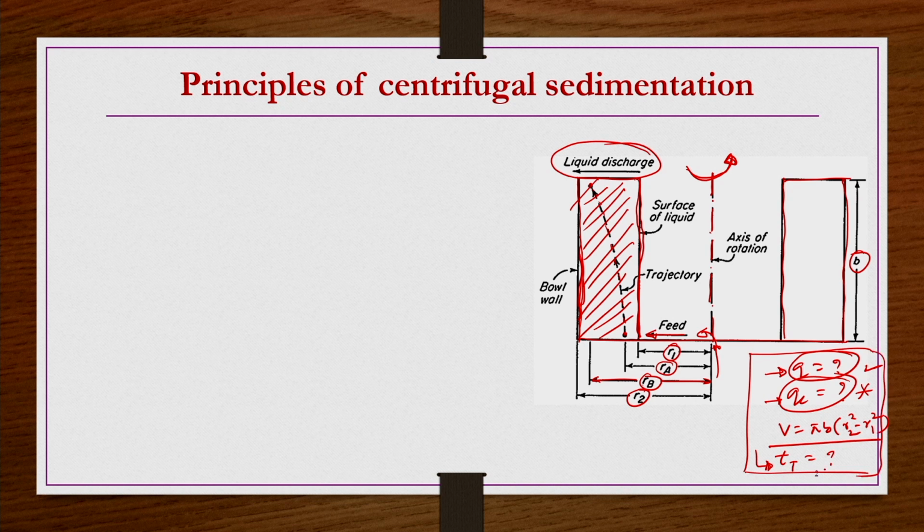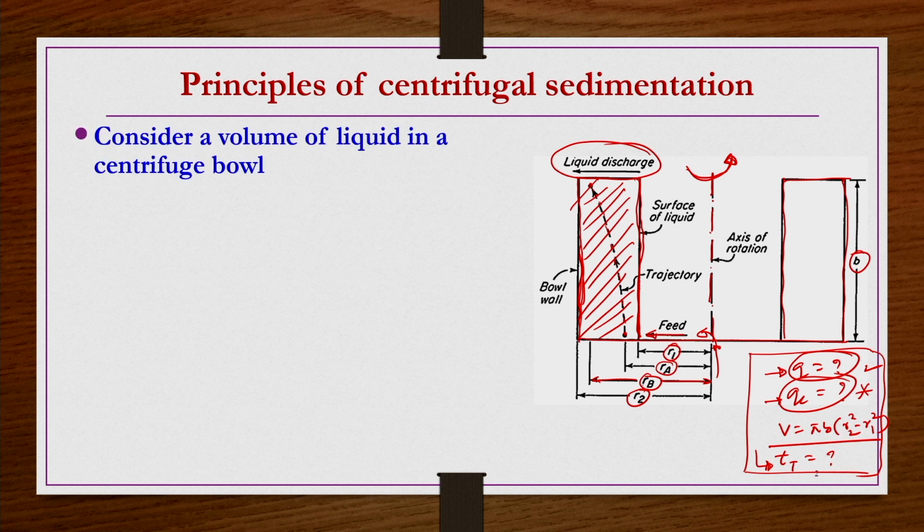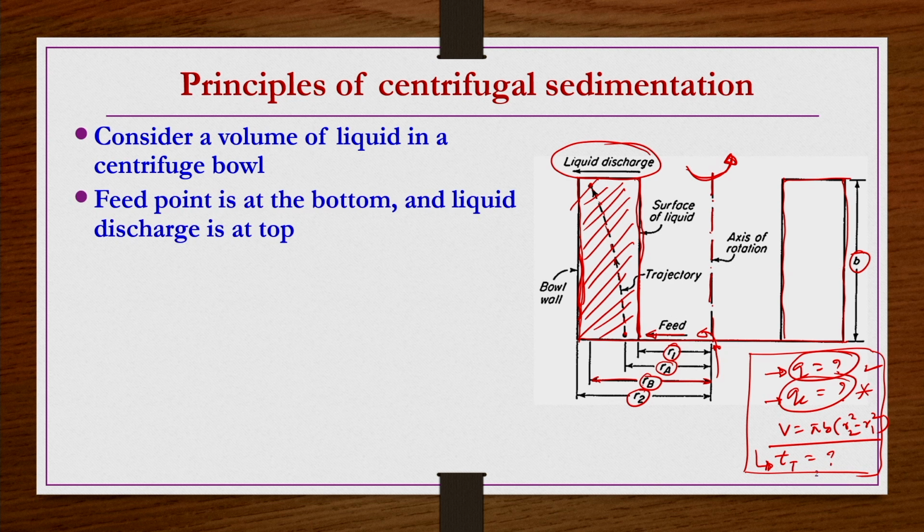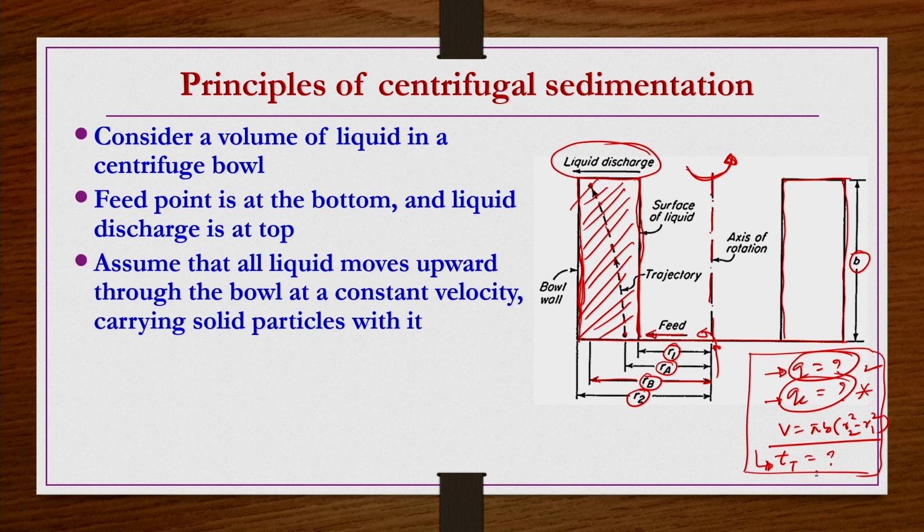We are deriving the required equations here, and then doing some example problems, okay. Consider a volume of liquid in a centrifugal bowl. Feed is at the bottom and liquid discharge is at the top. Assume that all the liquid moves upward through the bowl at a constant velocity, carrying solid particles with it, but the trajectory of the particle would be like this because of the centrifugal force. This trajectory we have already derived as a parabola. So, the particle will have this kind of trajectory, okay.